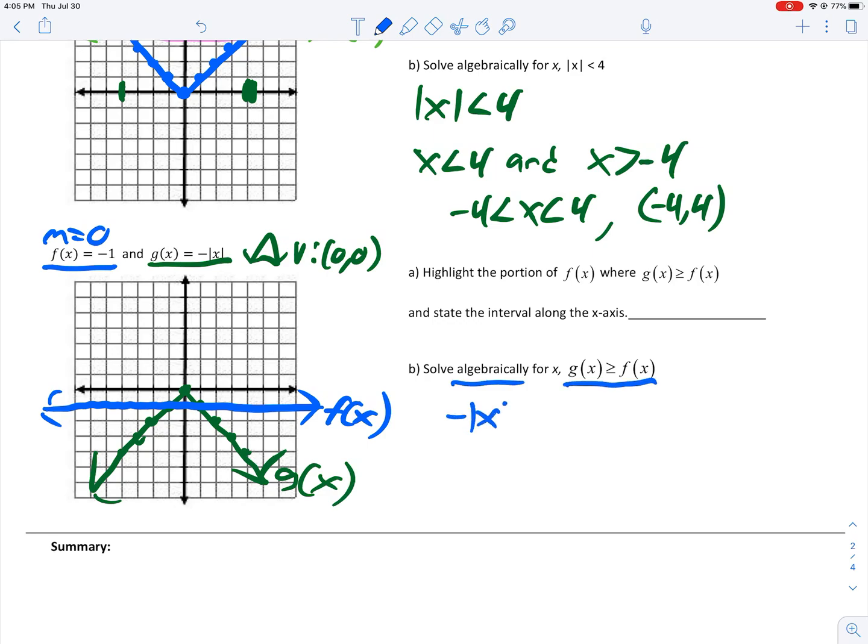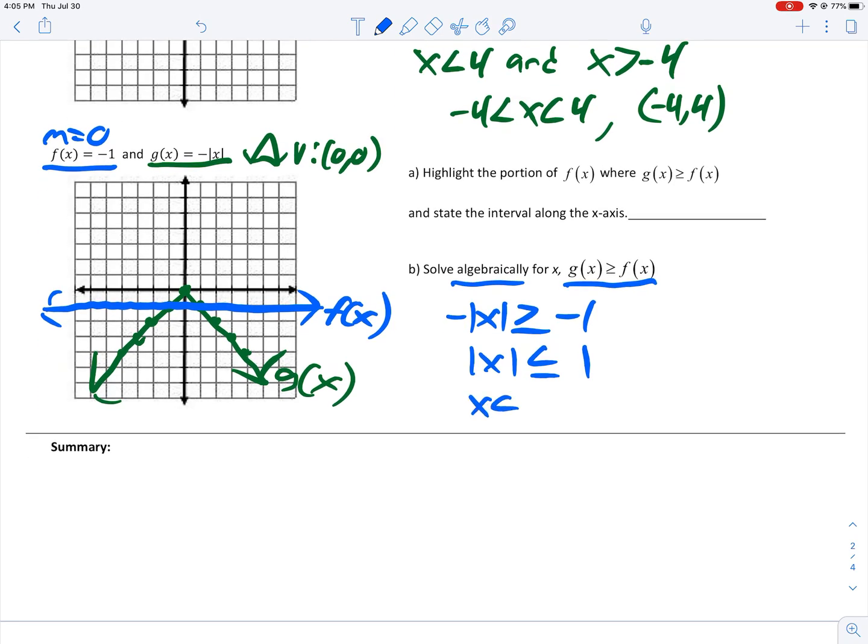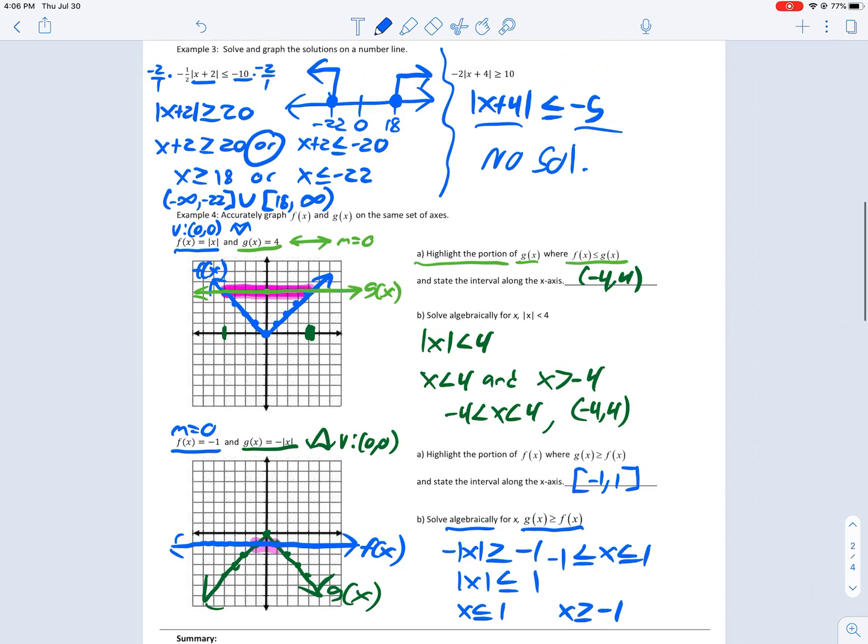Just solve it algebraically. So g of x, negative absolute value of x, is greater than or equal to negative 1. Divide, you got to flip the inequality. So the numbers are going to be less than or equal to 1 and greater than or equal to negative 1. So x is less than or equal to 1, greater than or equal to negative 1. So if I was to highlight, that's this part right here. So this would be negative 1 to 1.